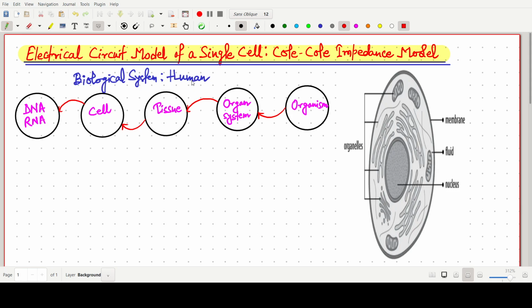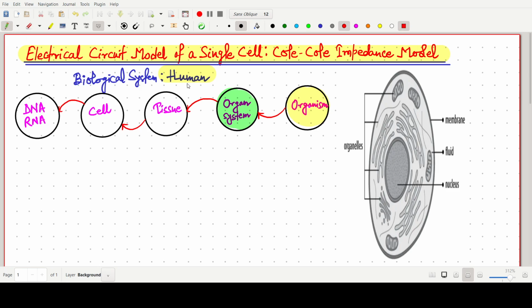An example is our human. So what does a biological system consist of? Many things. Suppose I have made five blocks. A human being is called an organism, a complete organism. Then the organism consists of organ systems. That organ system is nothing but simply our brain, heart, some nervous system, lung.